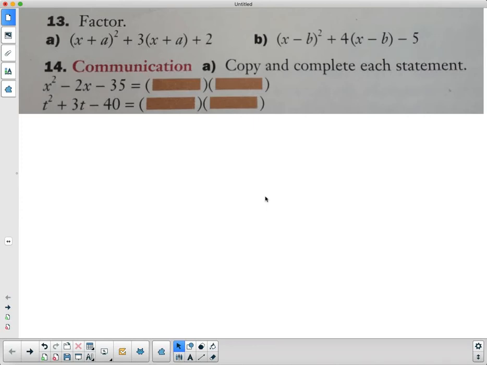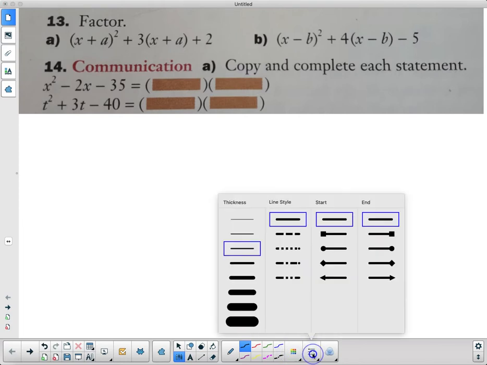Okay, let's have a quick look at number 13 here. It's a little bit different because it's got a lot of stuff going on. So let's just take a look.